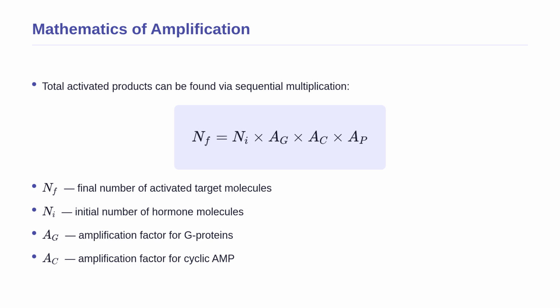In this equation, NF represents the total target molecules, like active CREB. Ni is the initial number of hormone molecules. The variables Ag, Ac, and Ap represent the amplification factors at each specific stage. If any of these amplification variables increase, the final cellular response grows exponentially, explaining the explosive power of the pathway.